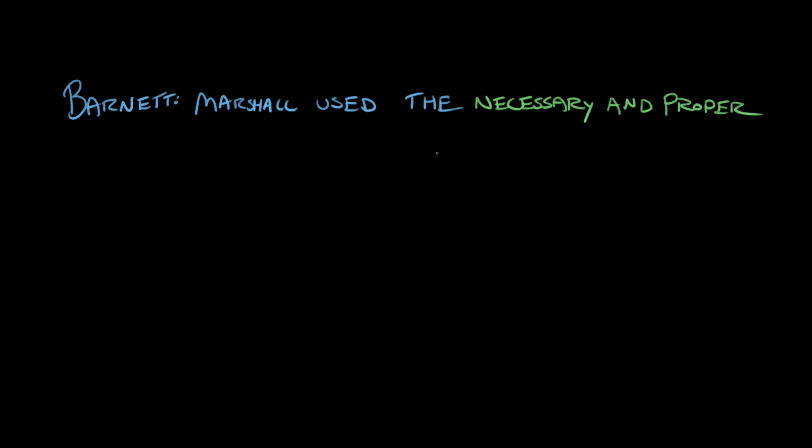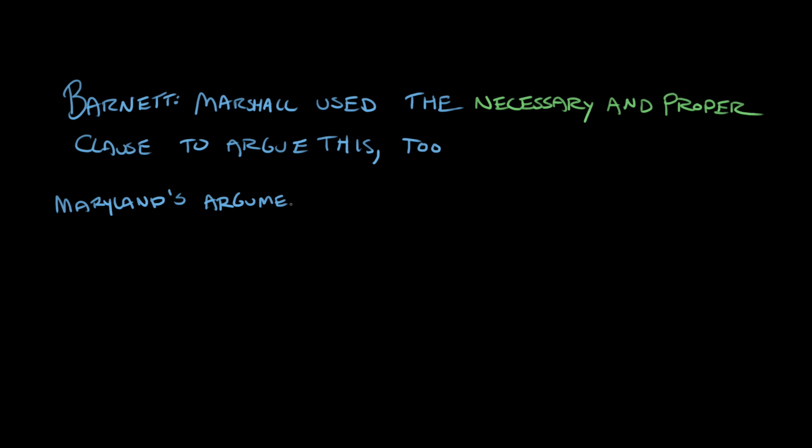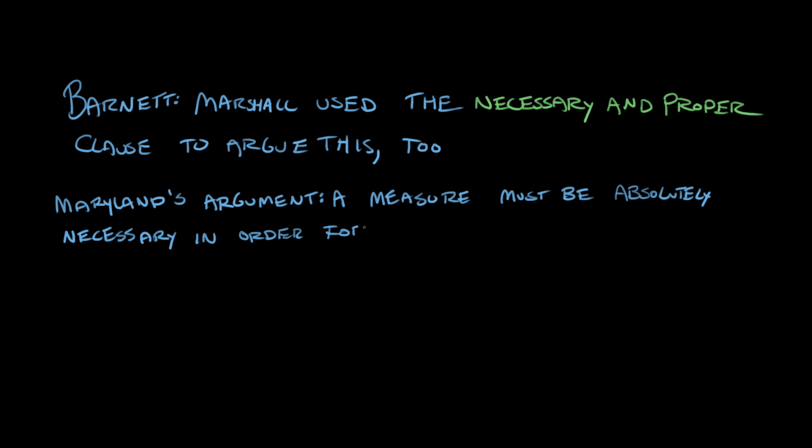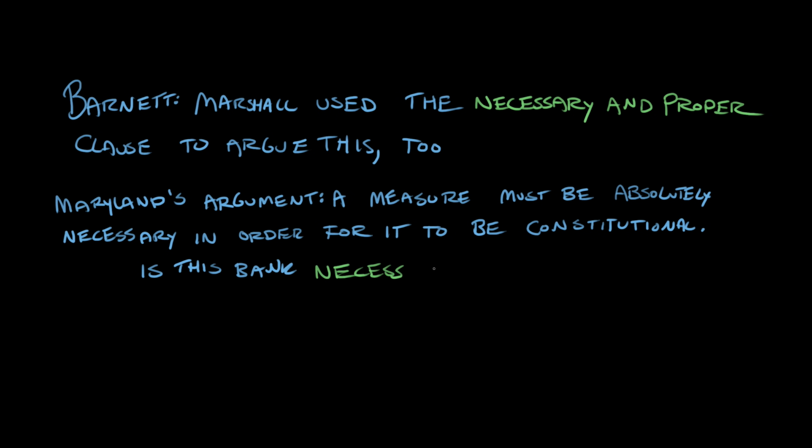And in fact, when it got to the court in McCulloch versus Maryland, it was the state of Maryland who basically adopted the Jeffersonian approach and said that a measure must be, in its words, indispensably requisite, or what you might call absolutely necessary, in order for it to be constitutional. And whereas the defenders of the bank bill said that it could be a lot less than that. So I think that there's basically three positions that you can have.